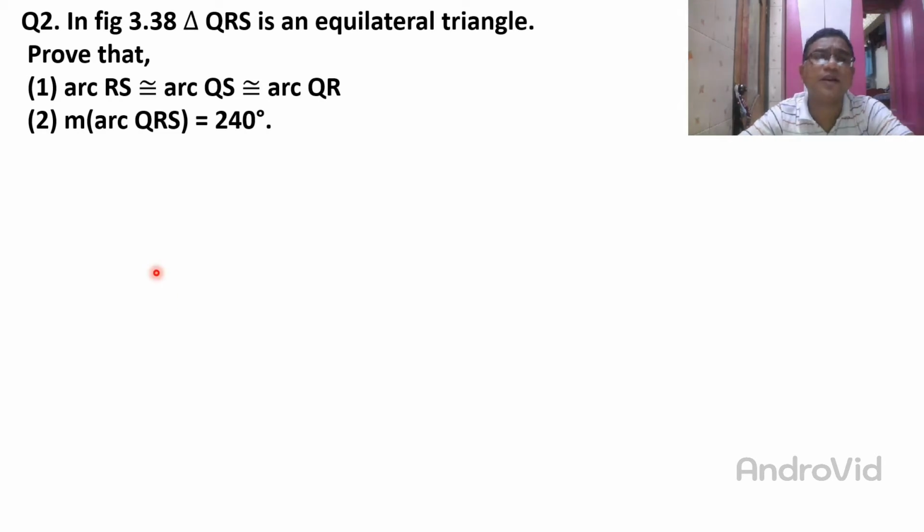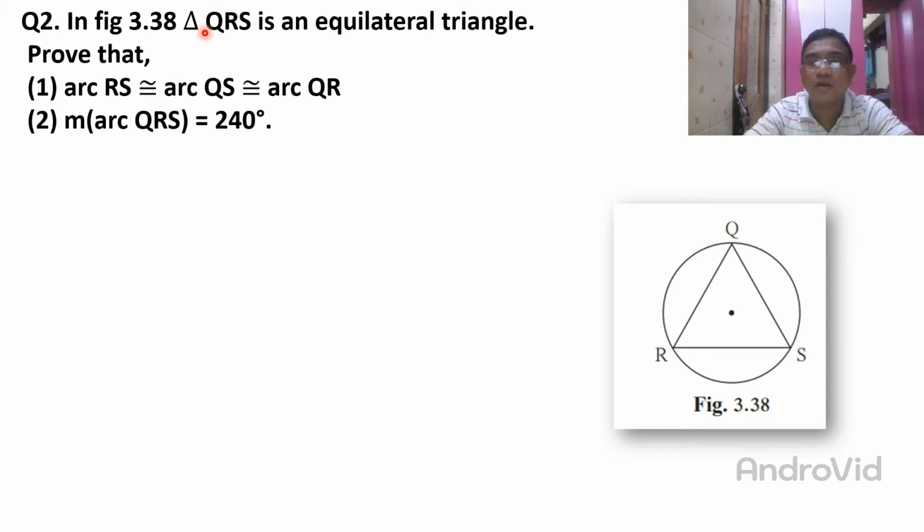Another problem. Second, in figure 3.38, this is the figure 3.38. This QRS is a triangle, and this QRS triangle is an equilateral triangle. Equilateral triangle means all three sides of the triangle are congruent. So it is called an equilateral triangle.